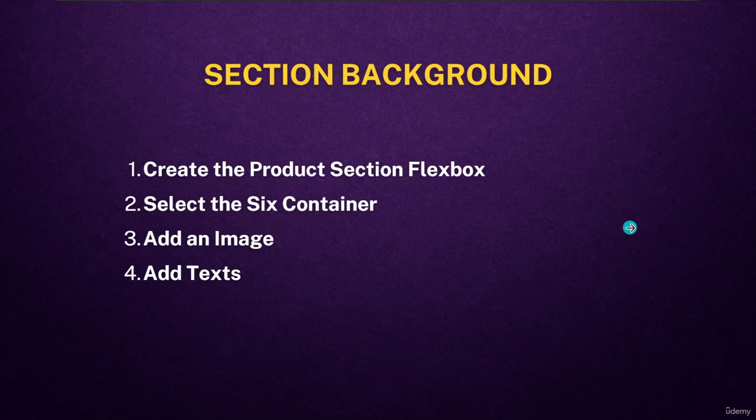So right now, I'm going to show you how to create a section in regards to showing your products or services to your user. The first one that we are going to do is create the product section flexbox, and select the 6 container and add an image, add text. So create the product section flexbox. We're going to select the product section and set it on the flexbox, not the grid one.